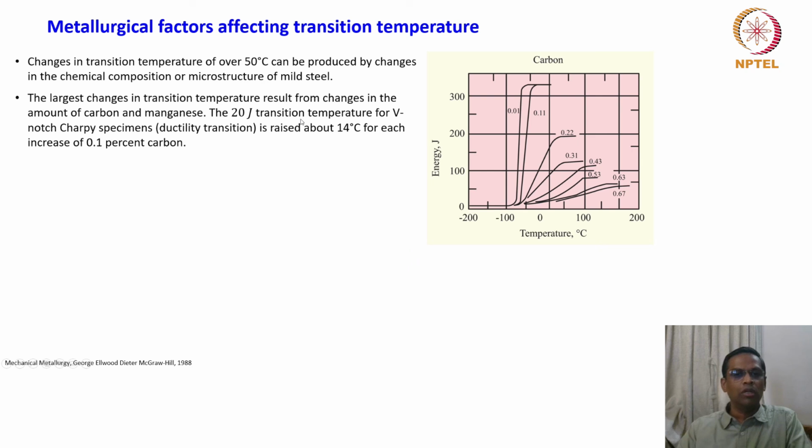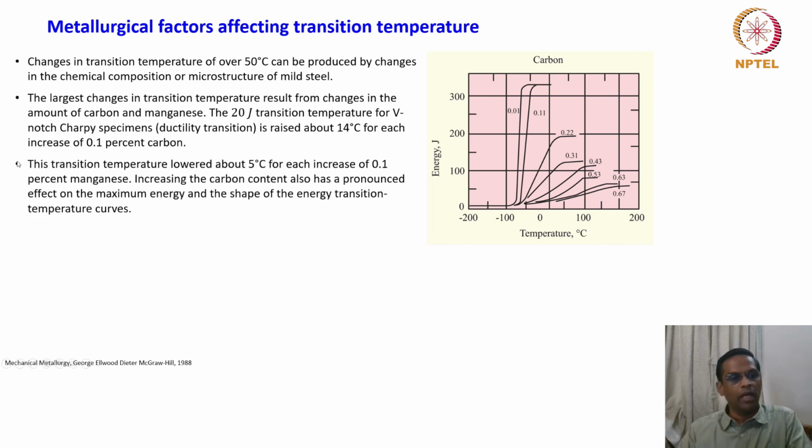The 20 joule transition temperature for the V-notch Charpy specimen, that is the ductility transition, is raised about 14 degrees for each increase of 0.1% carbon. So every 0.1% of carbon addition gives a 14 degree difference. This transition temperature is lowered about 5 degrees for each increase of 0.1% manganese.